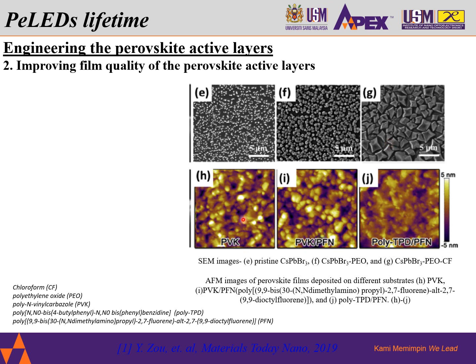And the bottom figures show the AFM, atomic force microscopy, images of perovskite films deposited on different substrates. For example, here H is the substrate of PVK, I is PVK and also PVN, which is the poly 9,9-bis(3'-(N,N-dimethylamino)propyl)-2,7-fluorene, and also J is the poly-TPD and PFN.